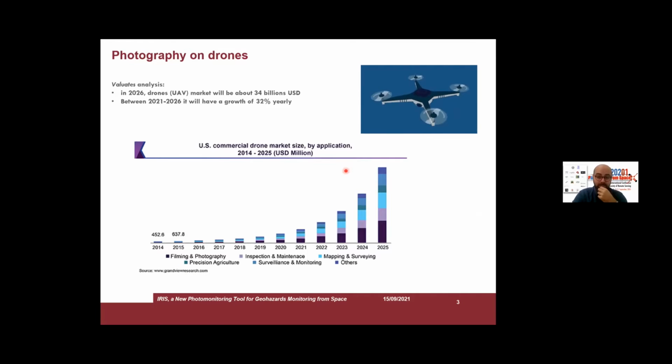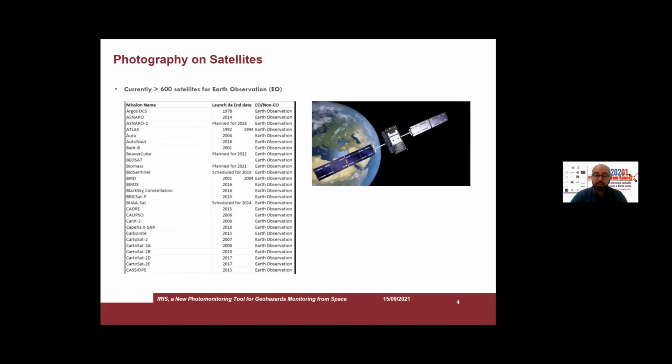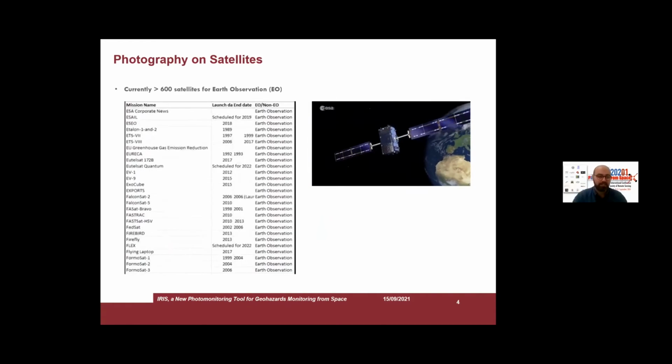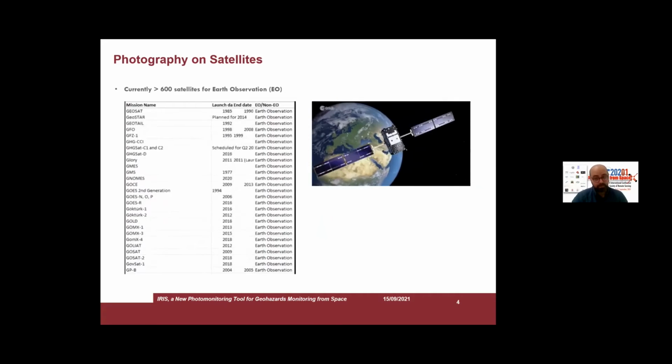A clear example of technological development is given by the world of drones. Here you can see that in the next few years, the commercial drone market will increase, and this is true also for satellite platforms. Our congress is about planet care from space, so this is true also for satellites.